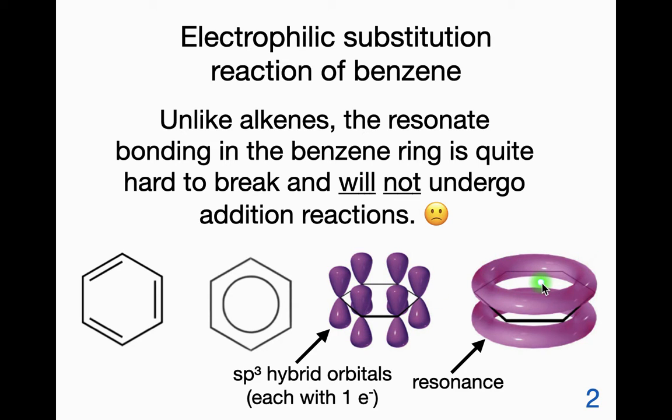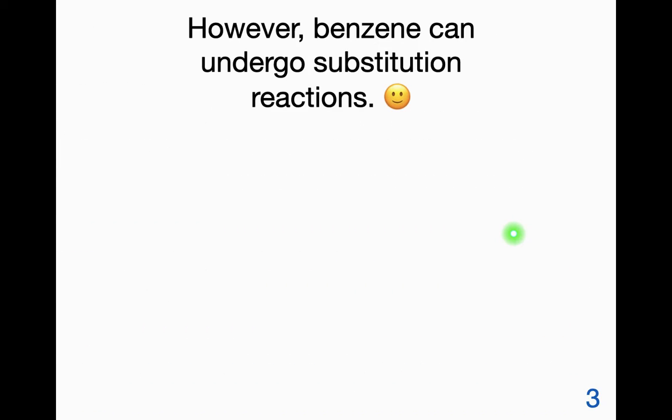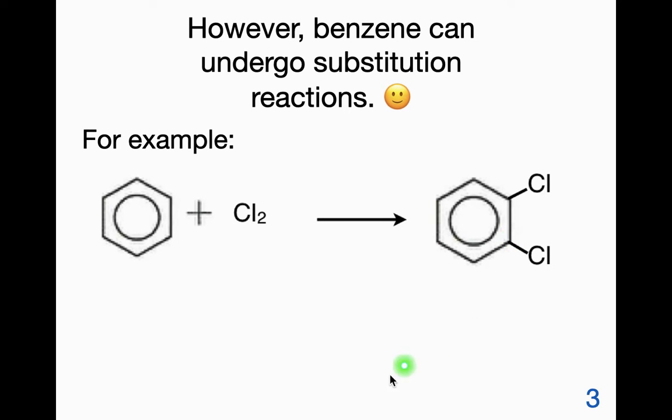Now, all of this is to say that we can't break the bonding between the carbons in a benzene ring like we would think looking at it drawn like this. So we can't add across carbons. So addition, not on the table. But substitution is. Benzene rings can undergo substitution reactions. So for example, chlorine can be substituted in for a few of the hydrogens on the benzene ring.